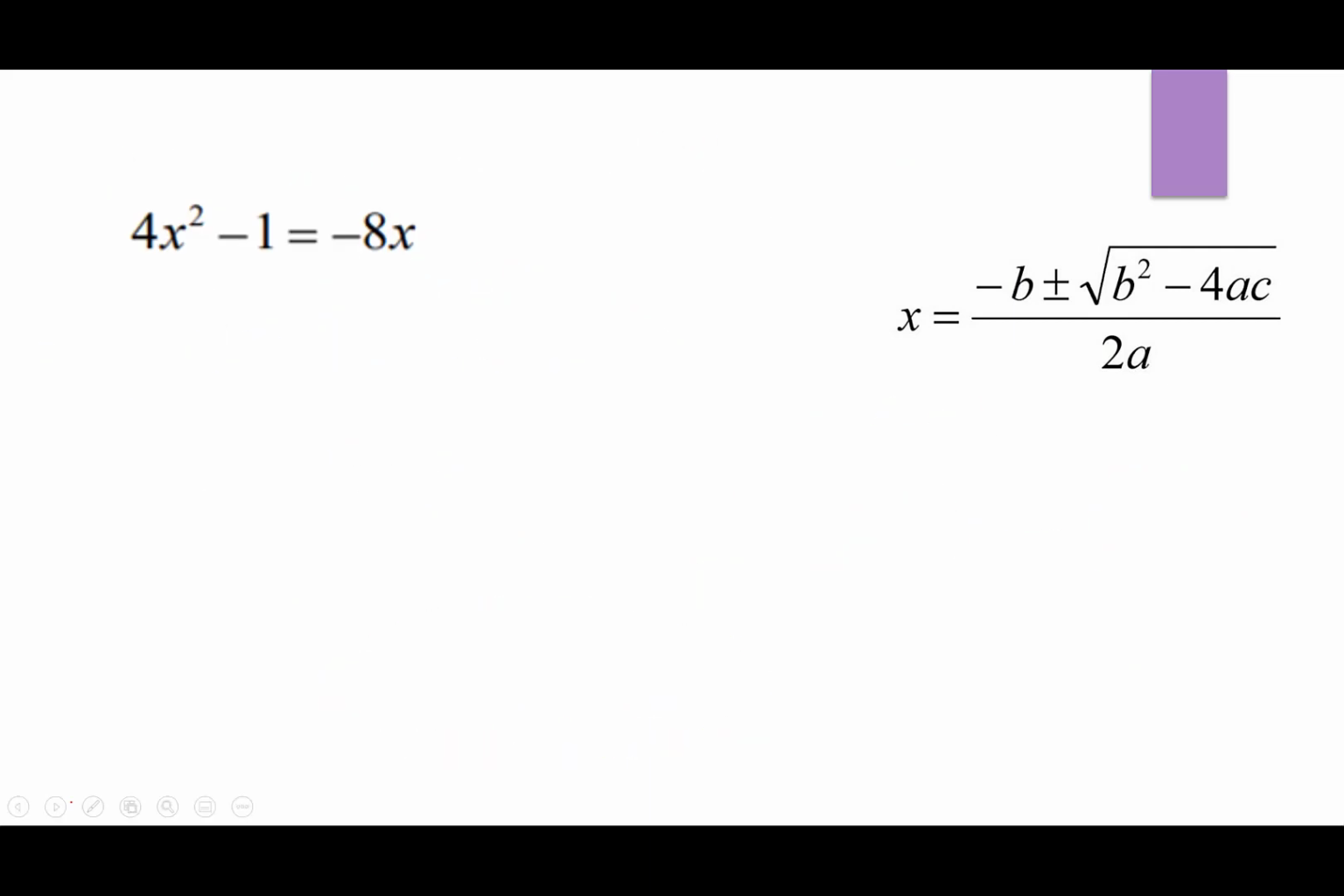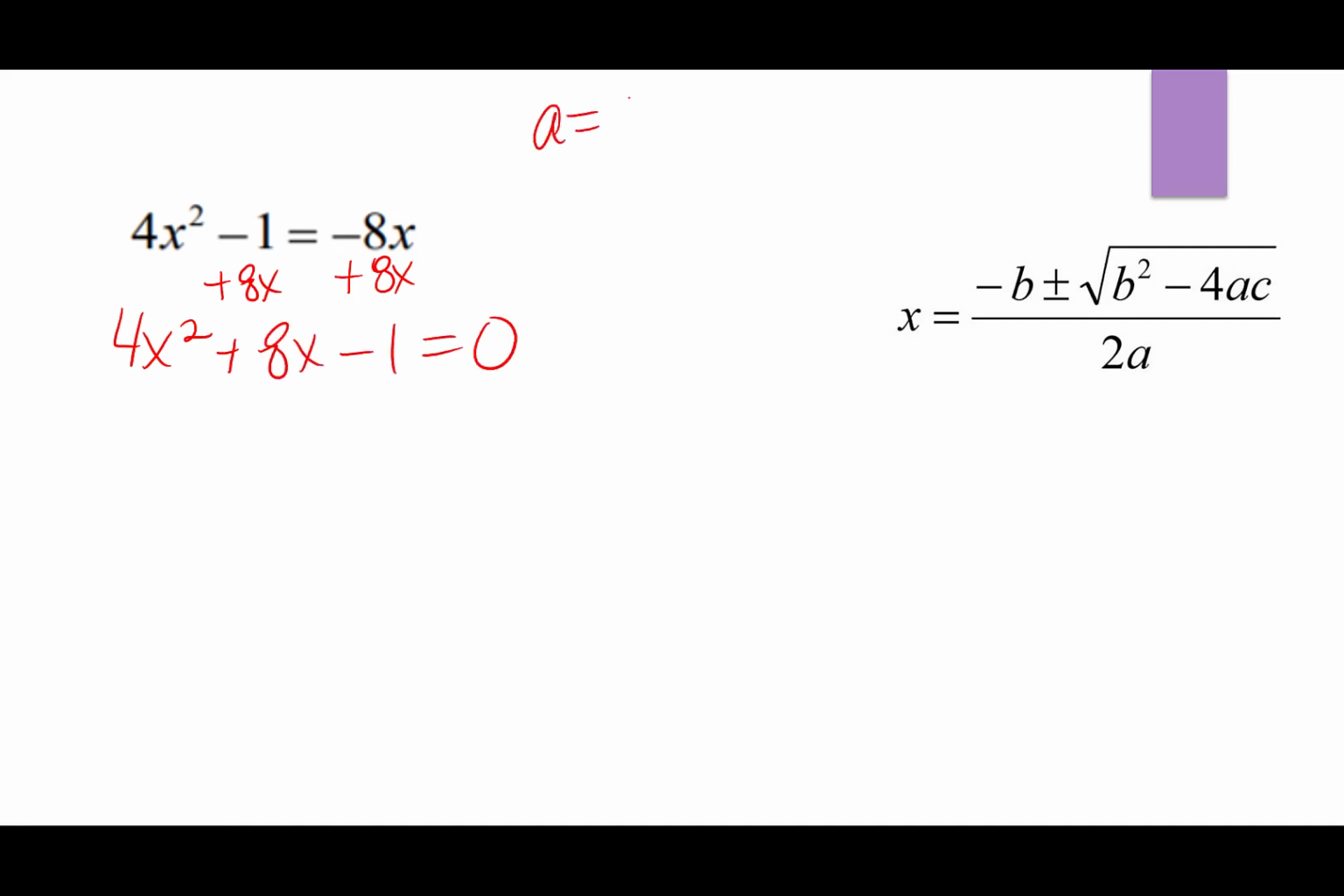The problems are now going to be slightly harder. This is the first one that we have seen where all three terms are not on the same side and it's not in descending order. The first thing I want you to do is add 8x to both sides. And as you add the 8x, go ahead and put it in descending order. So it's 4x squared plus 8x minus 1 equals 0.